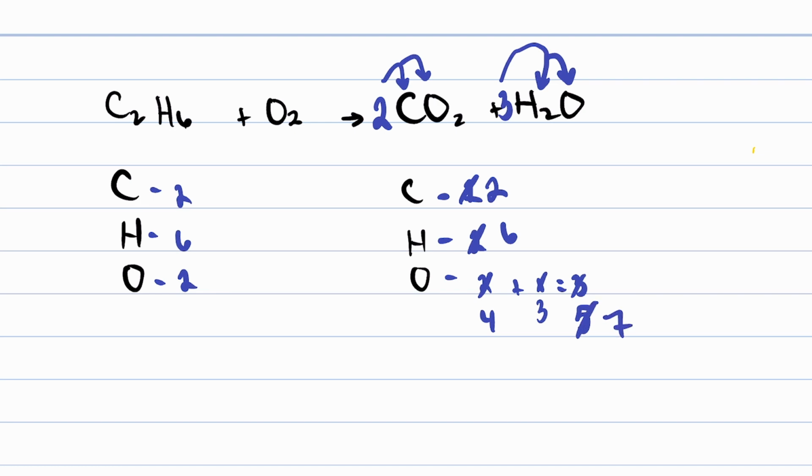So far, so good. Then for oxygen, on the reactant side, we have 2. On the product side, we have 7. Select the lesser number, 2. 2 times what is going to give me 7? The answer? 3.5, right? 3.5. All right. Now, this is an issue because we have half of a molecule here in place, right?